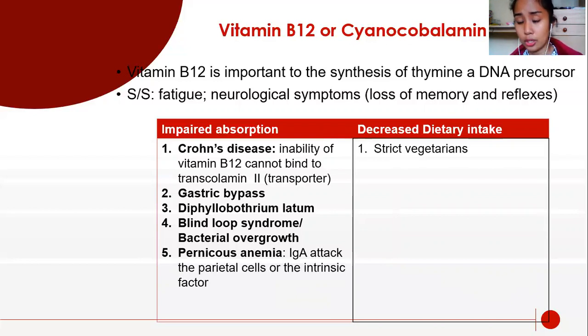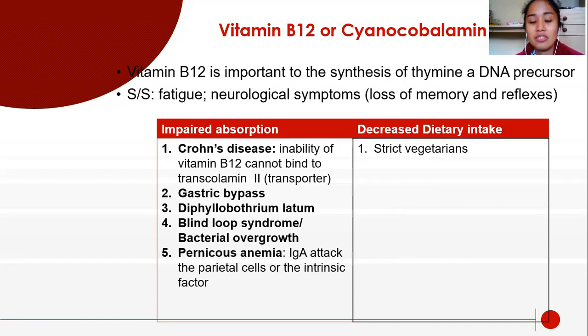Ma'am, what are the neurological symptoms? There can be the loss of memory, reflexes, pwede ring psychosis. Kasi ganun katindi. Sino nagkakaroon ng vitamin B12 deficiency? Those who are strict vegetarians. Class, yung teacher nyo, nagmagaling, nag-vegetarian ako for 1 year. Ayan, totoo, class. Talagang vegetables lang.